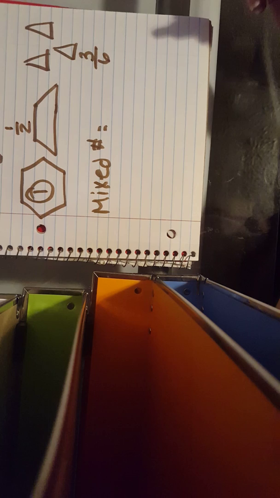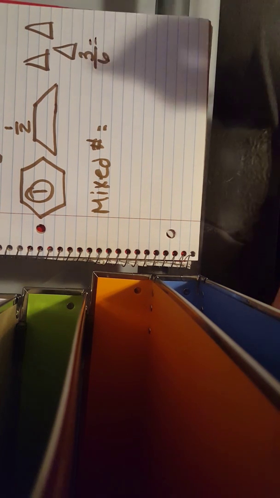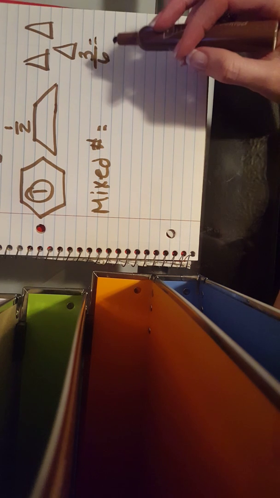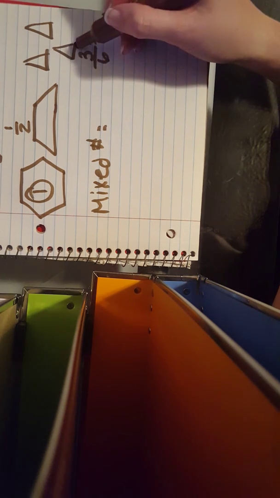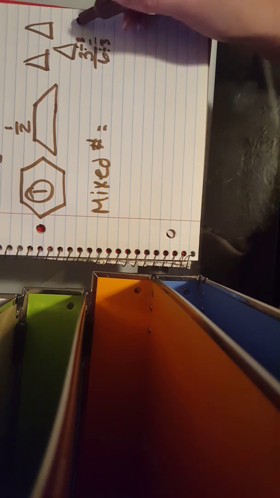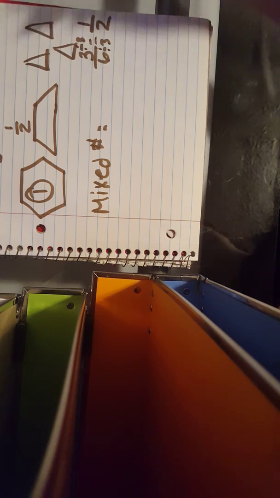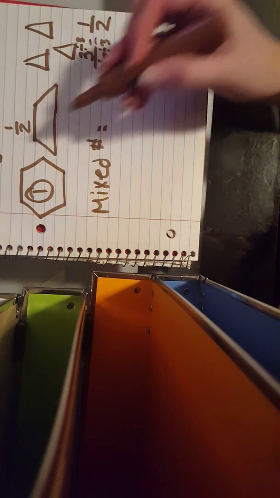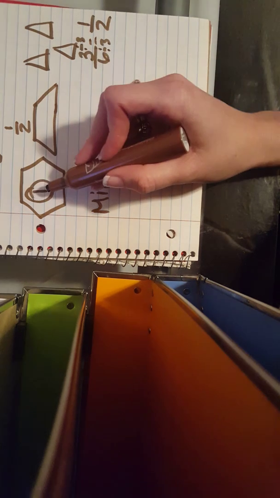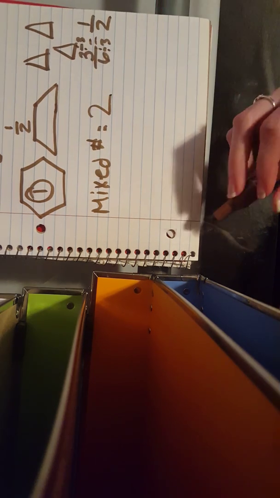Well, wait a second. Isn't there an equivalent fraction to 3/6? If I divide each of these by 3, I get 1/2. So these 3 pieces equals a half, and here's a half. So I know my mixed number is 1, 1.5, 2. My mixed number is 2.